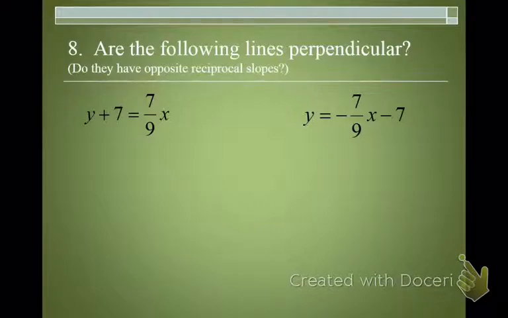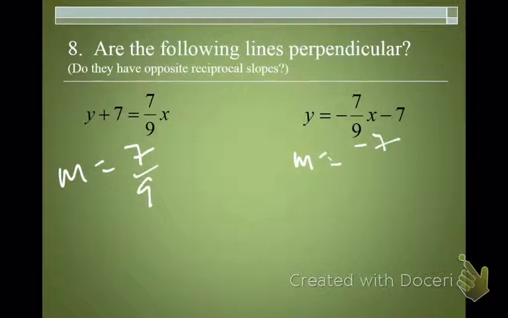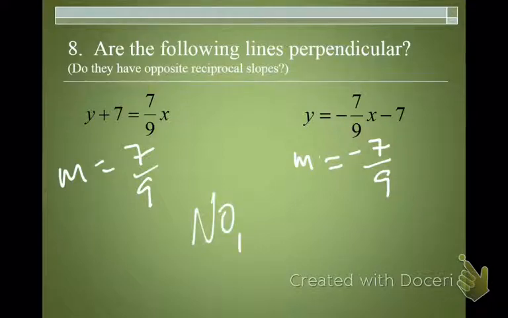Okay, so the slope for this guy, without even having to do any algebra, you could subtract 7 from both sides if you wanted to, but you don't need to. The slope for this line is going to be 7 over 9, the coefficient on x, and the slope for this line is going to be negative 7 over 9. Are these two lines going to be perpendicular? And the answer to that question is still no. Because, again, the slopes are not opposite reciprocals.